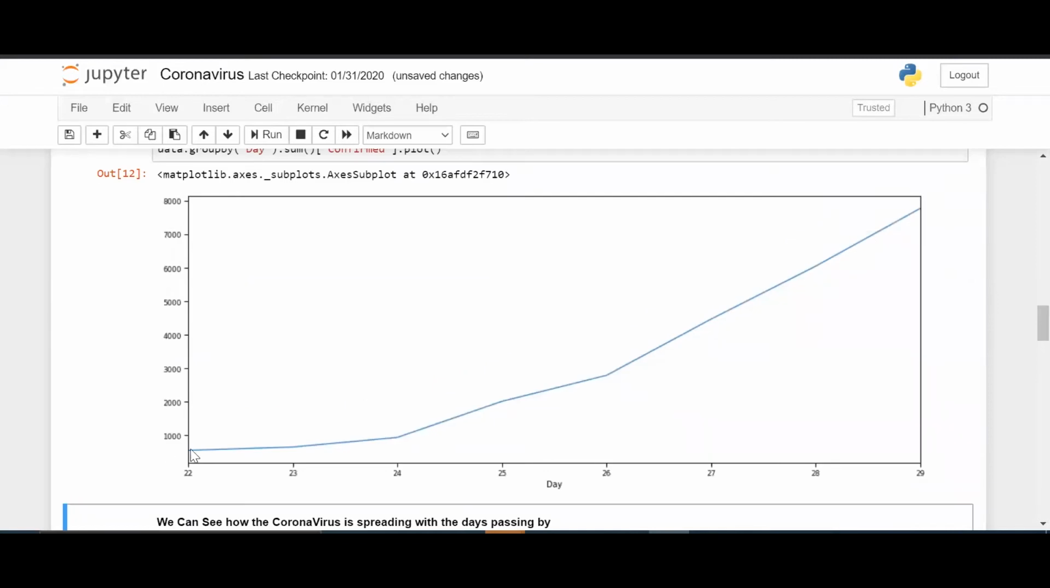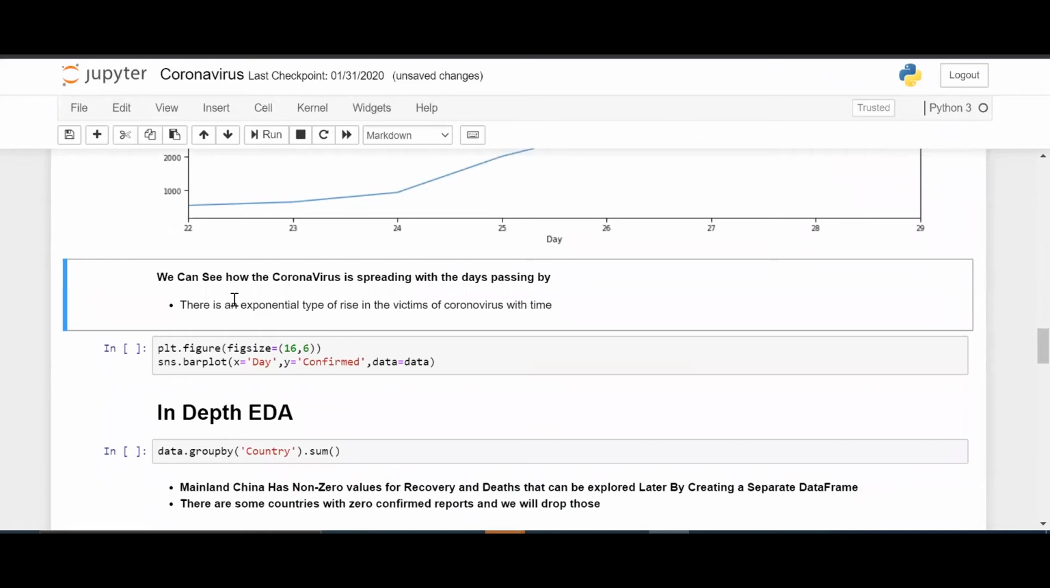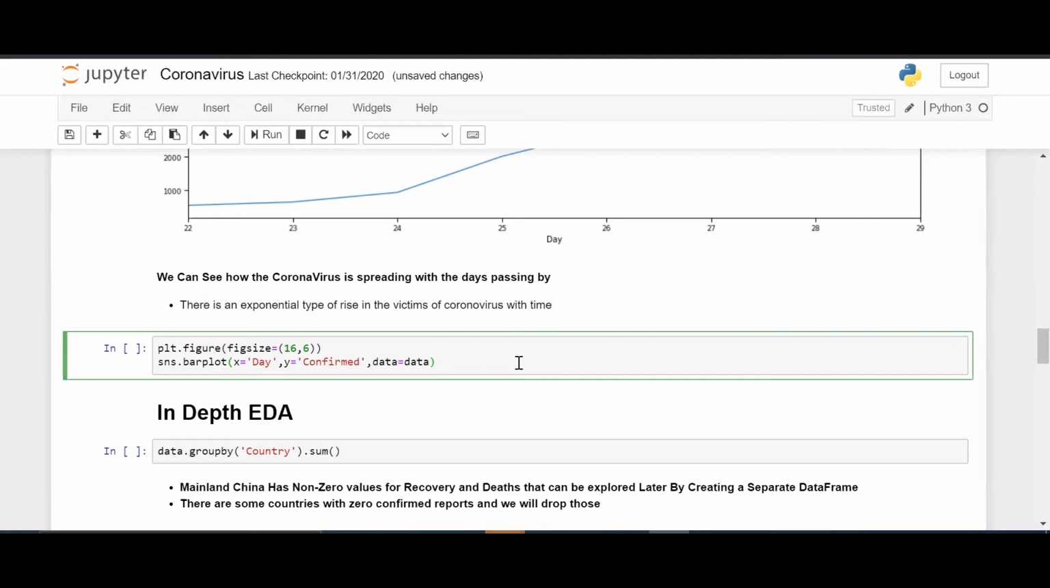All right, so this is our days in the month of January between 22nd Jan to 29th Jan. And as you can see clearly here, there is an increasing trend in the cases of the coronavirus impact. All right, so there's an exponential rise observed in the number of victims of coronavirus with time.